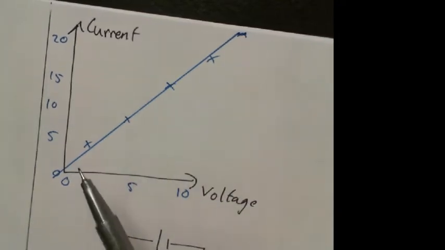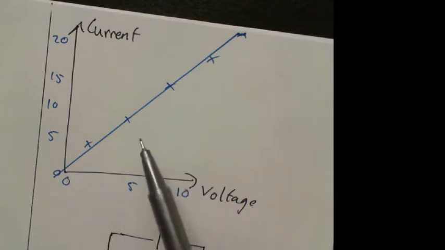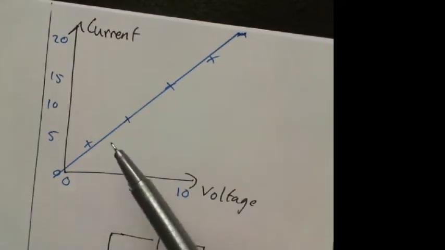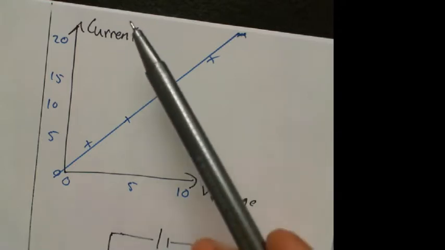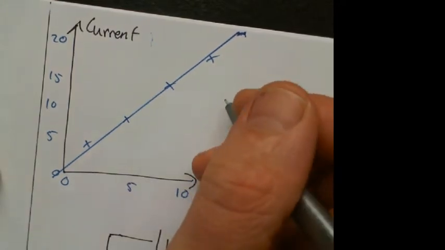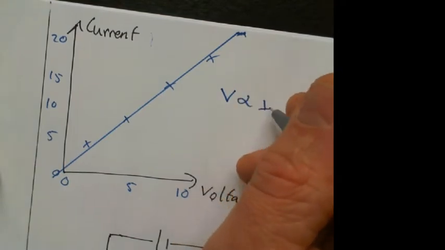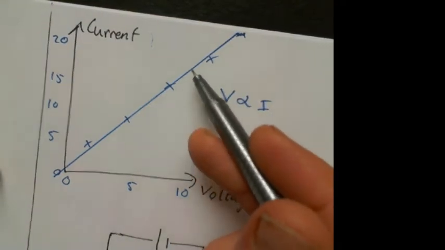So you can see that on my graph here, for a resistor, when the current's 0, the voltage is 0. Well, we'd expect that. And we can see that it's got a nice straight line. So as I increase my voltage, my current is increasing, and it's increasing directly in proportion to my voltage. So the first thing that we can say there is that V is proportional to I. As voltage increases, current increases.